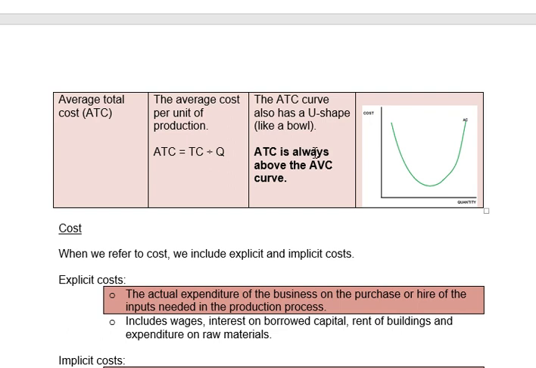Because just like your total cost includes fixed cost and variable cost, your average total cost includes your average variable cost as well as your average fixed cost. So average total cost will always be more than the average variable cost because it also includes the average fixed cost. On a graph, the average total cost will always be higher, above the average variable cost. All of this is still revision. If you're not remembering this, you need to dig deep.